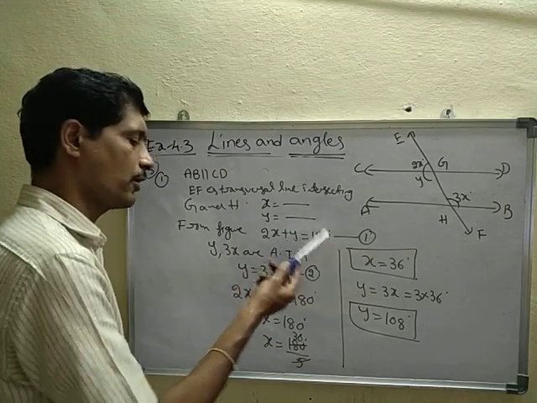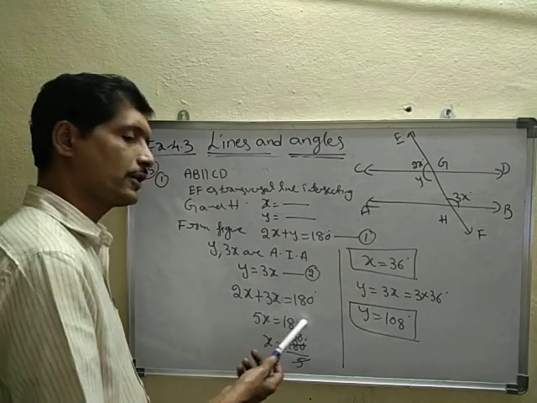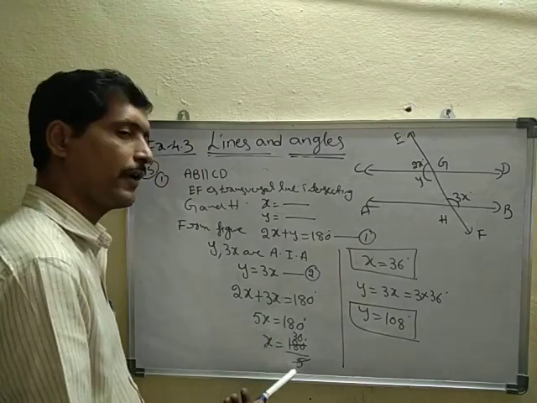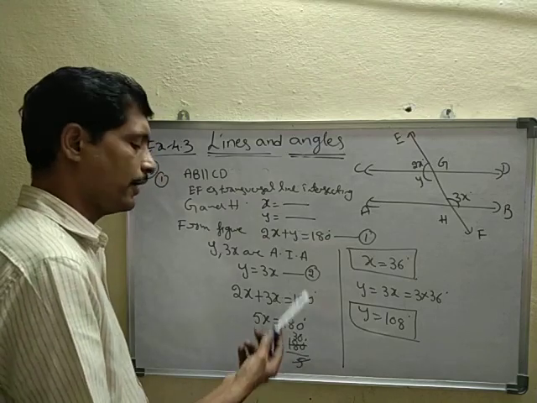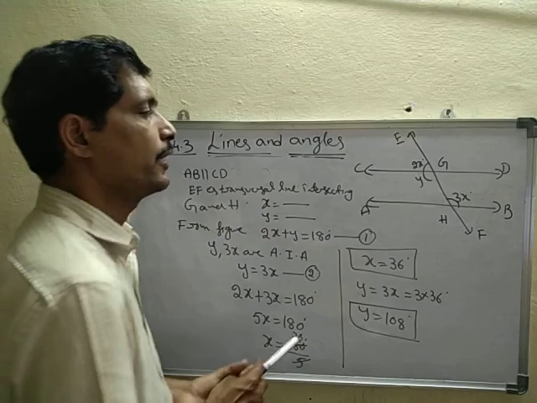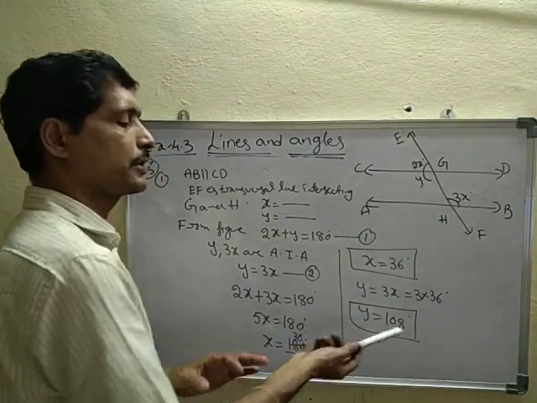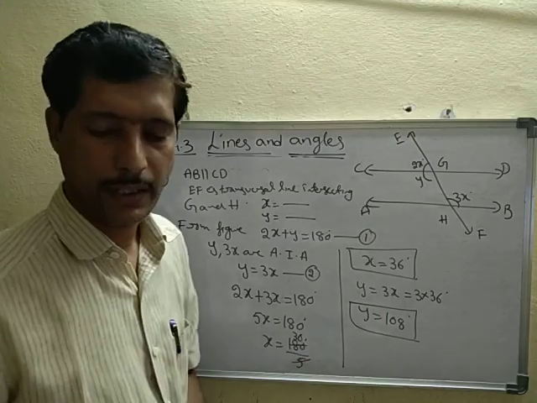2x plus 3x equals 180. That is 5x equals 180. X equals 180 by 5, that is 36. X equals 36. Therefore here y equals 3x. Therefore y equals 3 into 36, that equals 108 degrees.